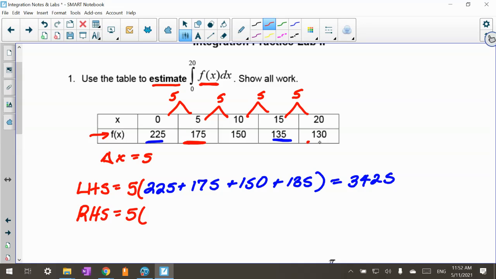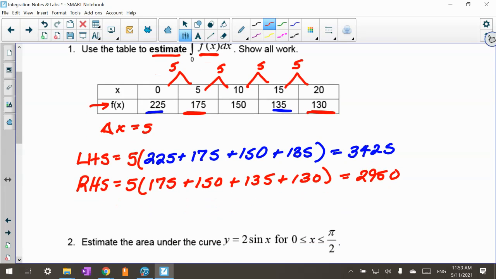Now my right-hand sum, the width of my rectangles is still 5, but now I start 1 over and end over here because you're starting on the right side of the interval. So now I have 175 plus 150 plus 135 plus 130. When I put that in my calculator, I get 2,950.